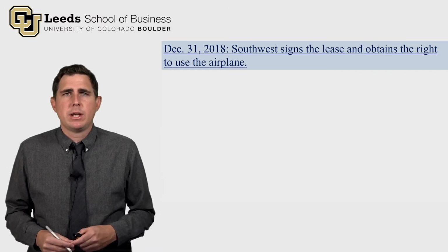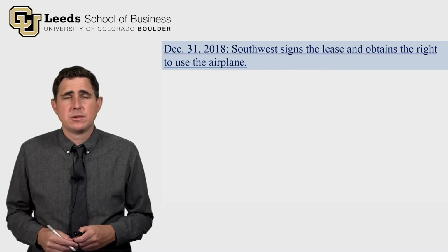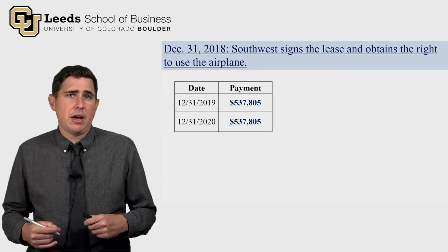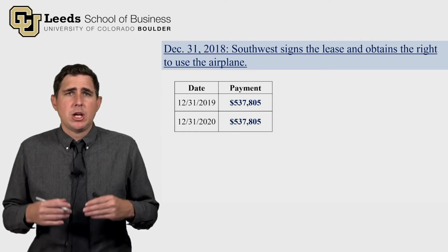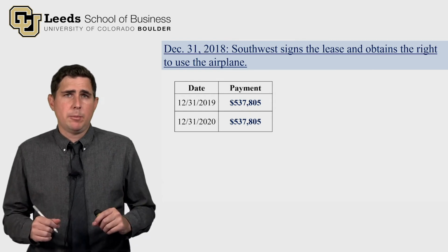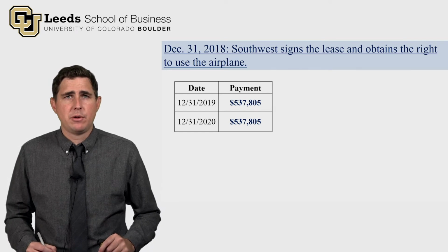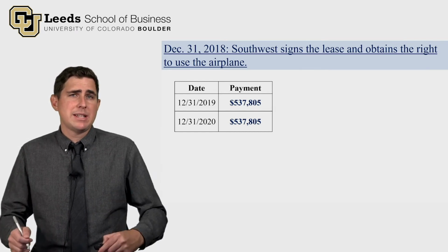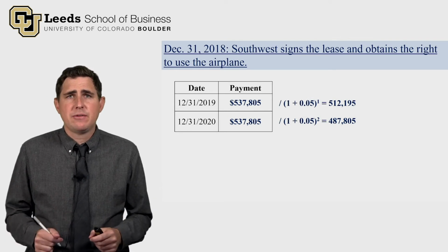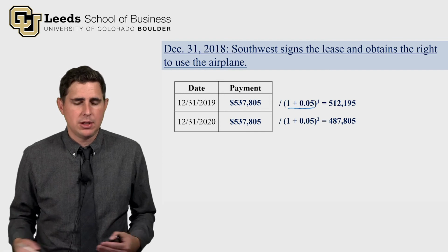December 31st, 2018, Southwest signs the lease and obtains the right to use the airplane. So first they need to calculate the present value of the future lease payments. Here's the schedule of the future lease payments. At the end of the next year, they'll pay $537,805, and of the following year, they'll pay $537,805. Southwest needs to discount these payments to today. So they'll divide each of these payments by 1 plus the implied interest rate in the lease.